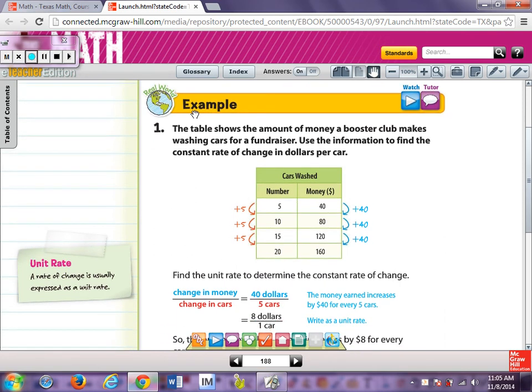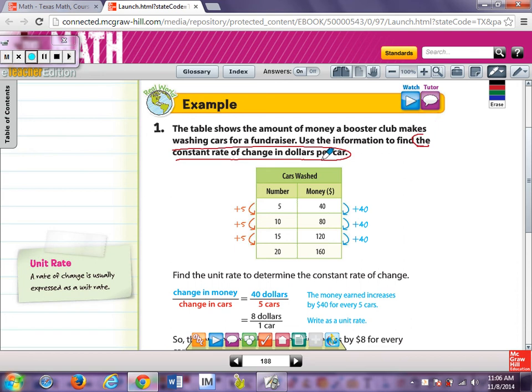So it reads, the table shows the amount of money a booster club makes washing cars for a fundraiser. If you don't know what a booster club is, that's basically one of those organizations that almost anybody has or can be a part of that raises money for different causes. Now, to continue the problem, it says, use the information to find the constant rate of change in dollars per car. So first thing we have to ask ourselves is, what do we need to determine? And according to the problem, we need to determine the constant rate of change in dollars per car.